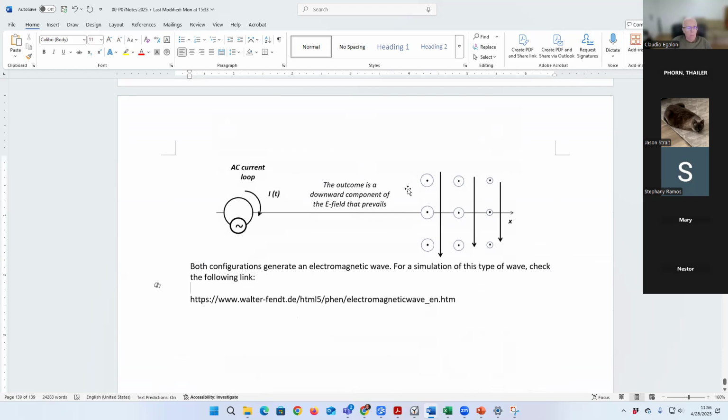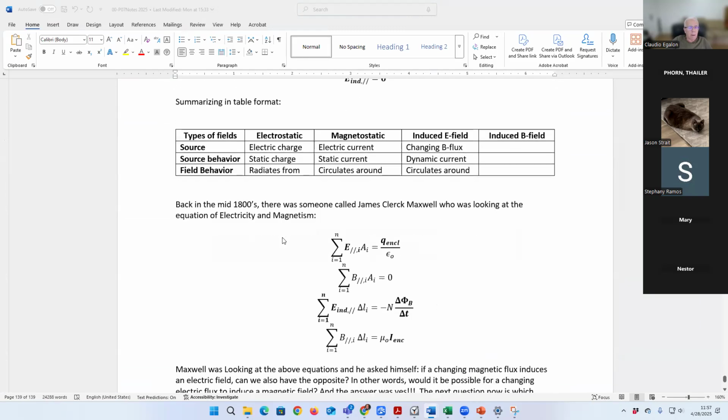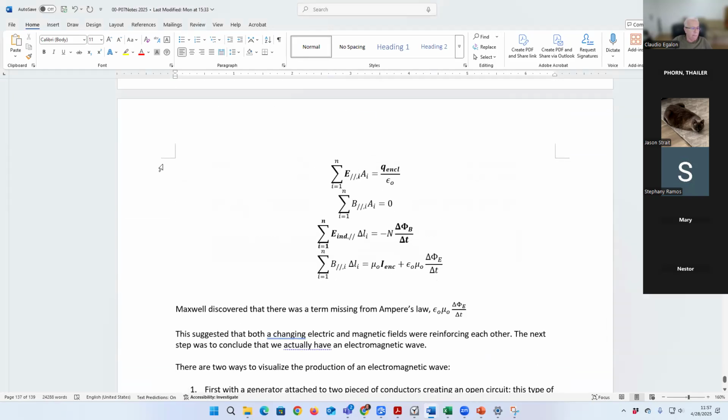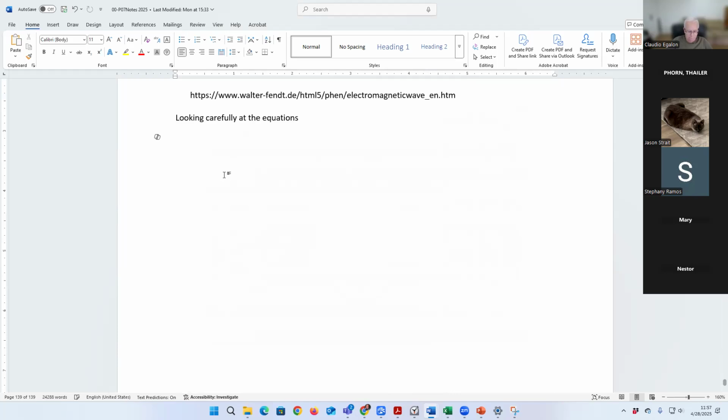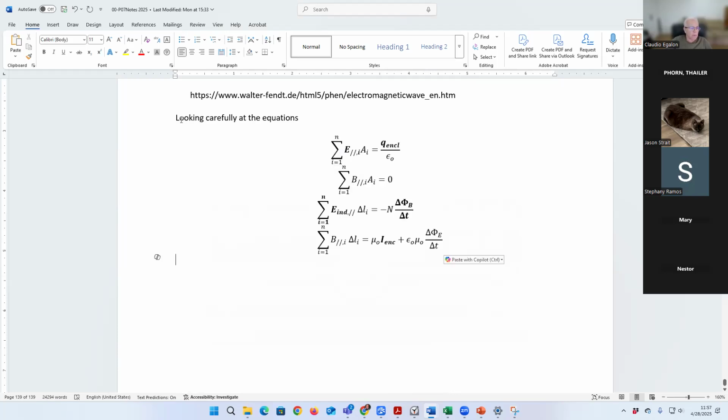And now, let's see, we have 4 more minutes. I want to take advantage of those 4 more minutes, looking carefully at the equations. And the equations are the following. Let me copy them. Here writing the equations, okay?